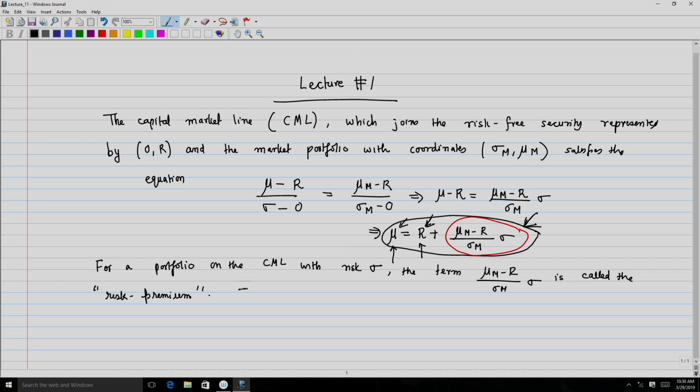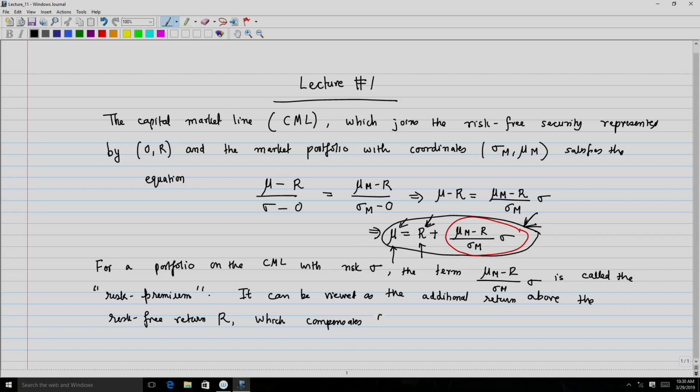So, now I can state this as, this can be viewed as the additional return above the risk free return R, which is essentially a compensation for the exposure to risk.